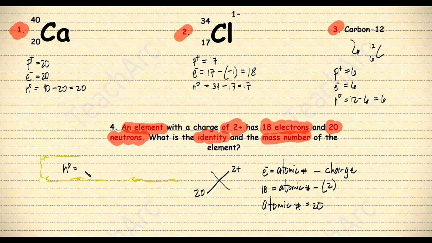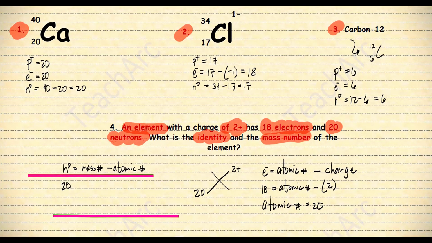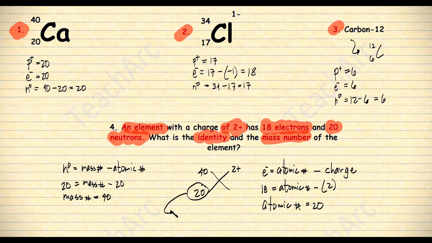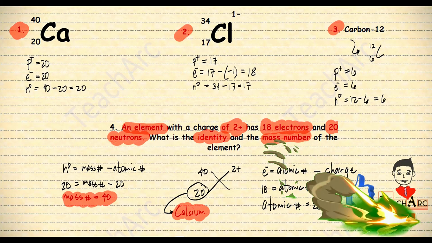The number of neutrons is mass number minus the atomic number. The number of neutrons is given, and we already found the atomic number. So the mass number will be equal to 40. Therefore, our element right here is calcium based from the atomic number. And that's how we compute for the number of protons, electrons, and neutrons of an atom.